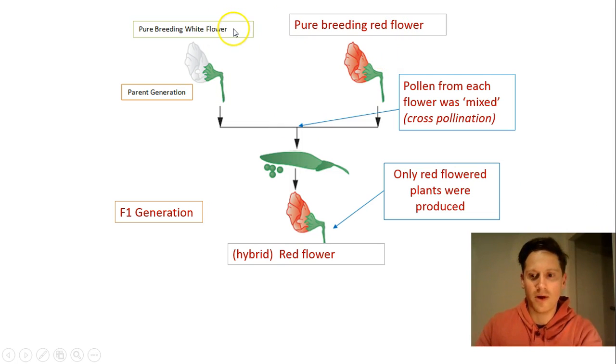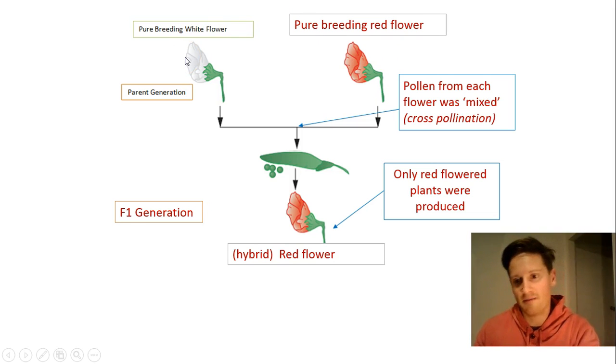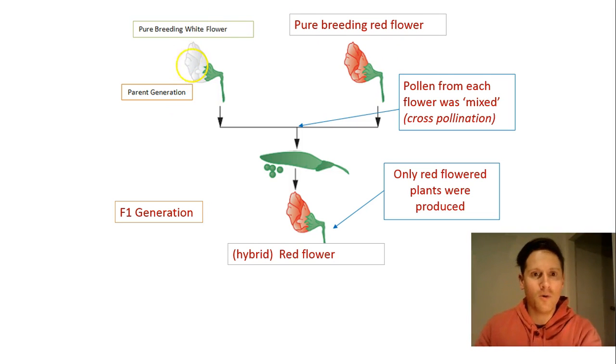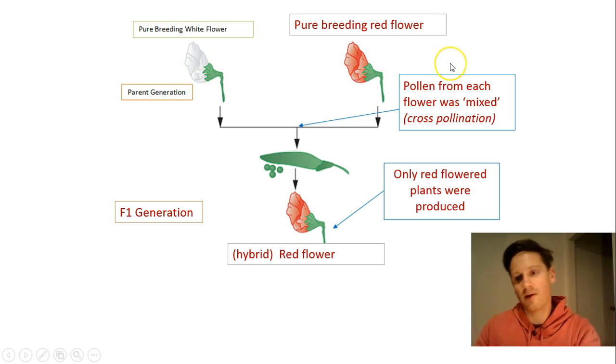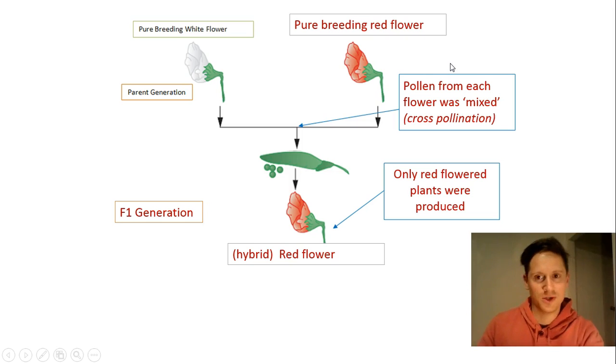Now pure breeding means that if those flowers are bred with other flowers that are purebred, they're always going to give rise to the same color. So pure breeding white flowers, white and white bred together, always produce white flowers. Pure breeding red, if you breed with other pure breeding red, always produce red flowers. Okay. Now what happened here? This is the parent generation.